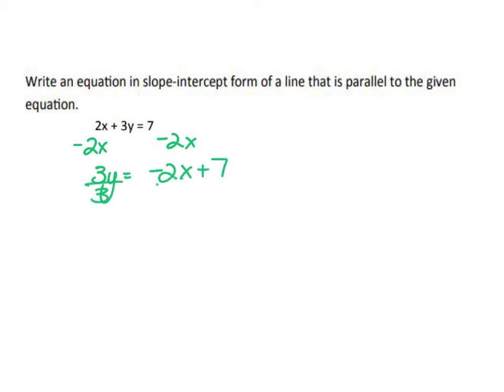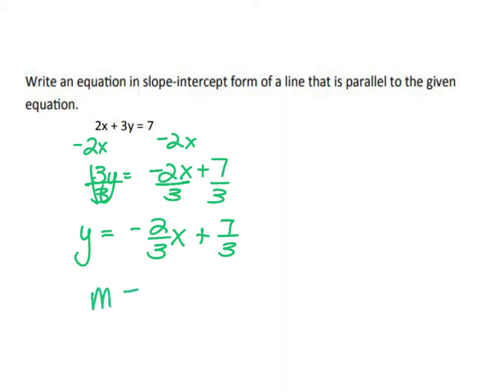I'm going to divide everything by 3. So I have y equals negative 2/3 x plus 7/3. I can't simplify any of those fractions, so they're going to stay as is. So that means in this case, our slope is negative 2/3. So if I'm going to write an equation that is parallel to this one, as long as I have a value different than 7/3, it's going to be parallel.